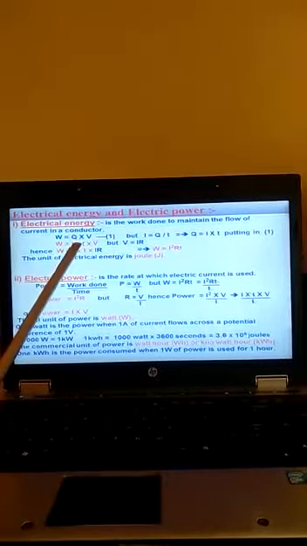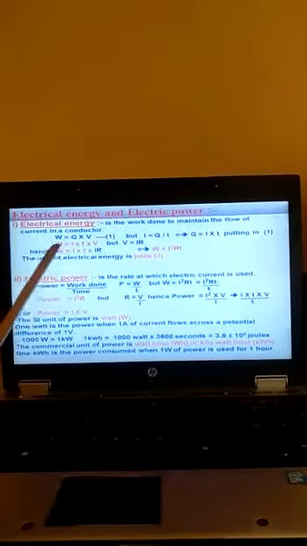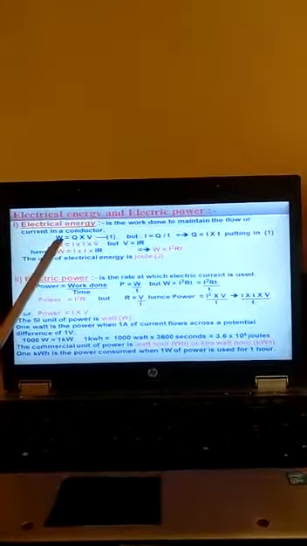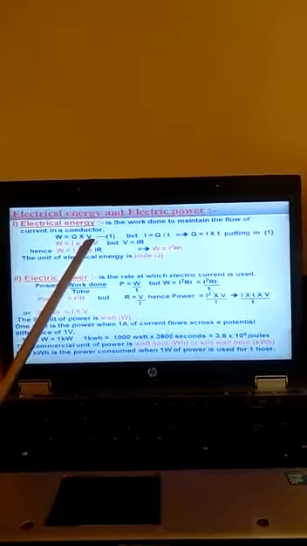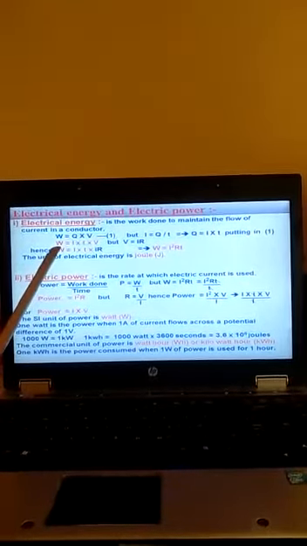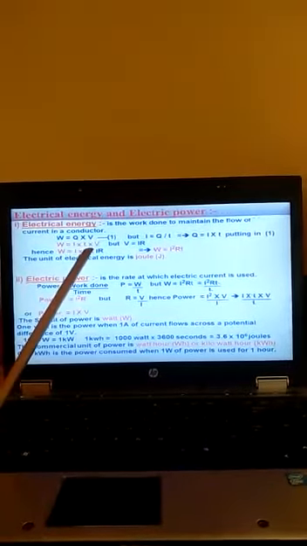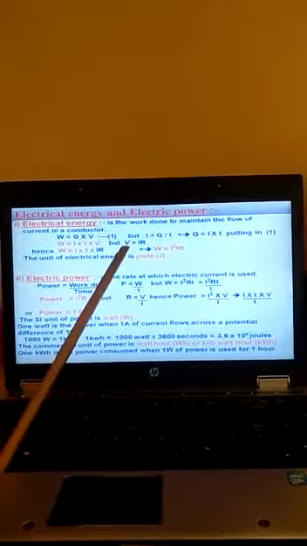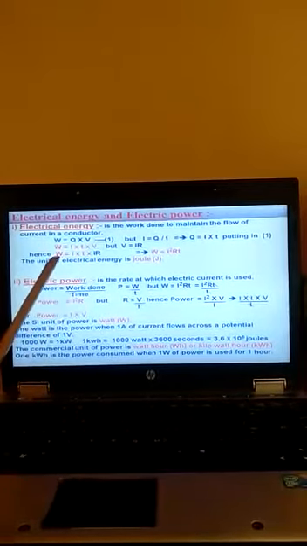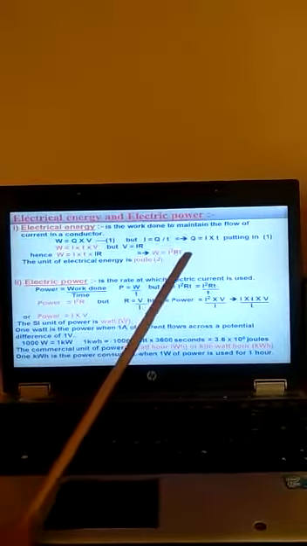Substituting charge in W, we get W is equal to VIT. This is the second form of your energy. First form says that W is equal to Q into V. Second form says that W is equal to VIT. Now, if we substitute the value of V is equal to IR, the third formula for work done or the energy is I into T into IR, or W is equal to I square RT.